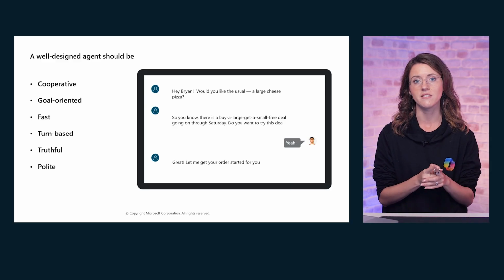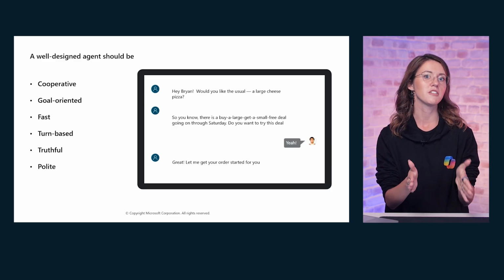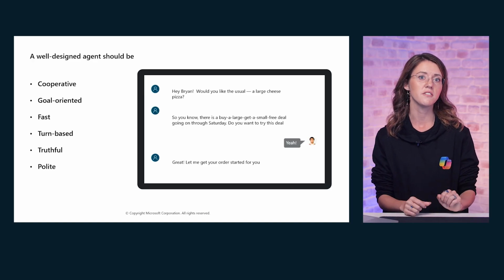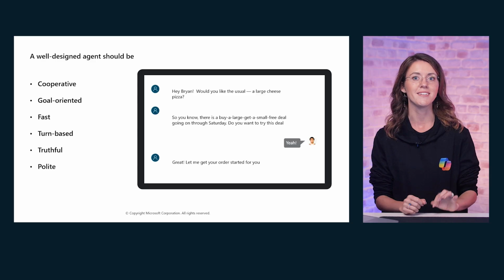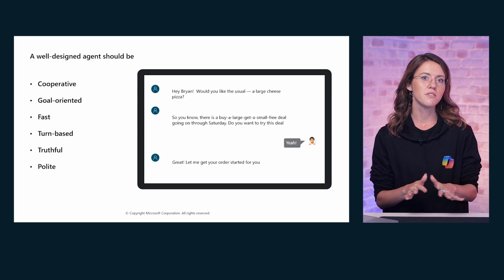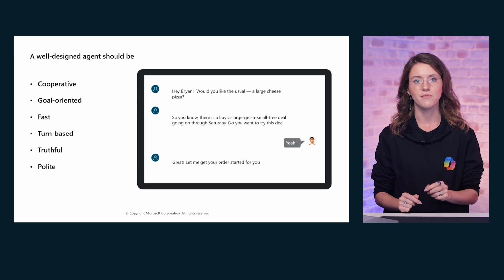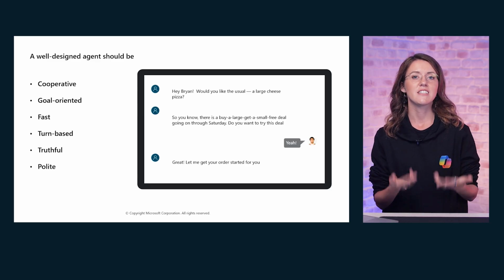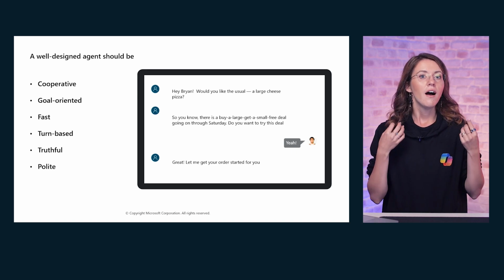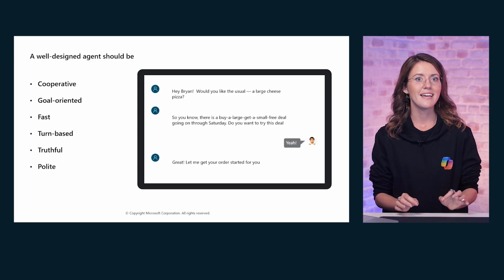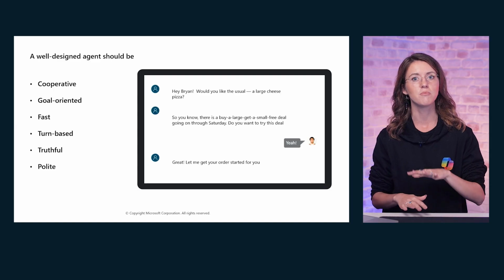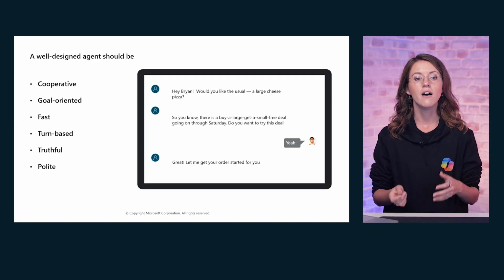Second, goal-oriented. Every interaction should have a clear purpose. Design your topics with a specific goal in mind, always asking yourself why you're asking or responding in a particular way. This keeps the conversation focused and productive. Third, fast. Successful conversations move at a brisk pace. Ensure your agent can quickly understand and respond to user inputs, keeping the interaction smooth and efficient.